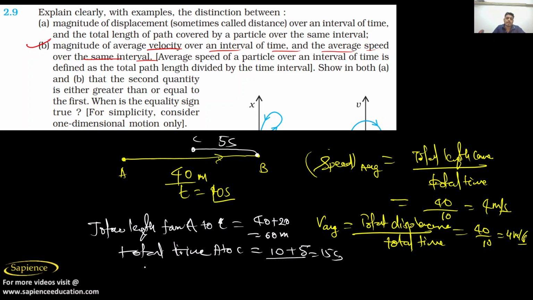Now we can find average speed. So average speed is how much? Average speed is your total distance traveled, that is equal to 60 by 15, total time. So this will be 4 meter per second, right?